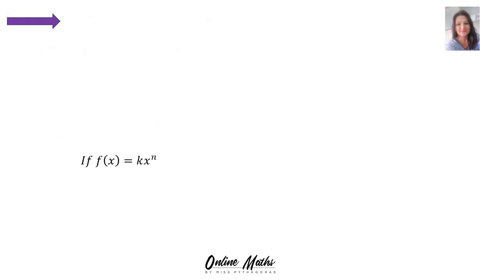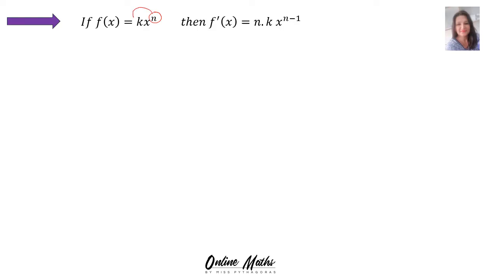The next rule says if f of x is equal to kx to the n, then the derivative is equal to n times kx to the power n minus 1. So what this means is you go to the exponent and you take it to the front, it finds k and it multiplies with the k, and then you go back to the exponent and you subtract 1. There you can see you subtract 1.